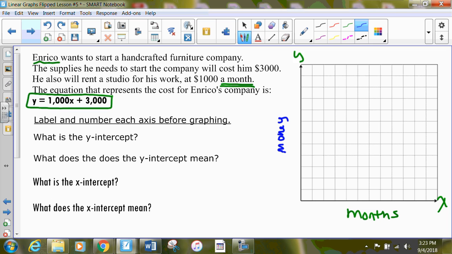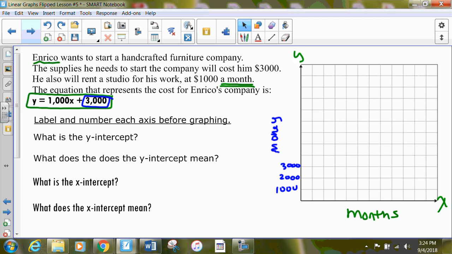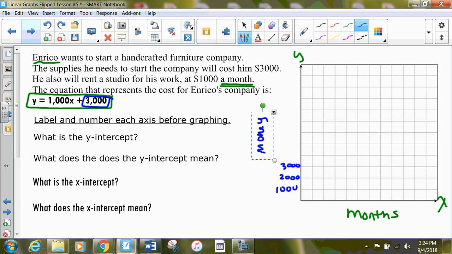Okay, so what's the y-intercept? Well, we've got to graph it. Oh, we can't graph until we number these axes. All right, if I'm going to go all the way up to 3,000 for my y-intercept, I am not going to be counting 1, 2, 3, 4. I'm probably going to say 1,000, 2,000, 3,000. Let me move my title over a little bit. Right? 4,000. That's what I'm going to do.